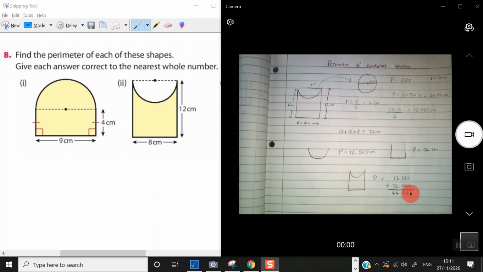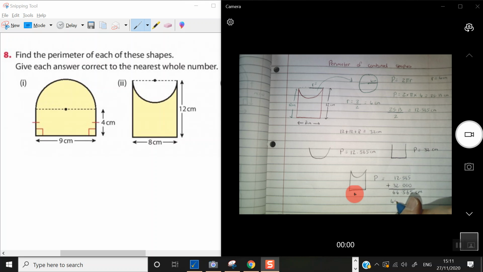So if we think about the question, what does it ask us to do? It says find the perimeter of each of these shapes and give your answer correct to the nearest whole number. So we have to take this value here and round it to the nearest whole number. So it's 44, and we look at the number after the decimal point, which is 5. Therefore we round this up to 45. So this becomes 45 centimeters.